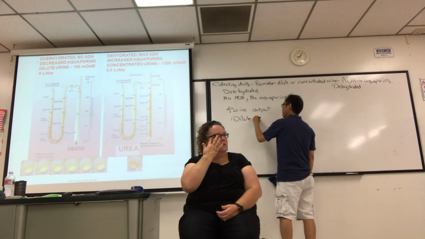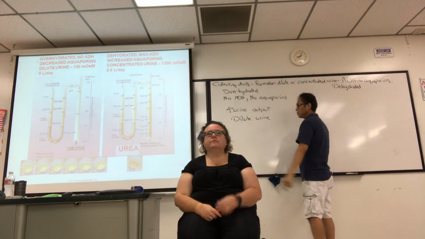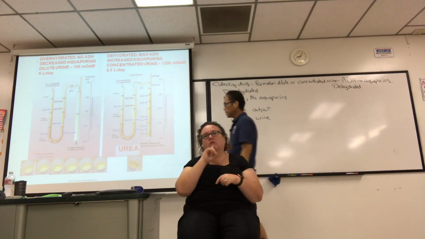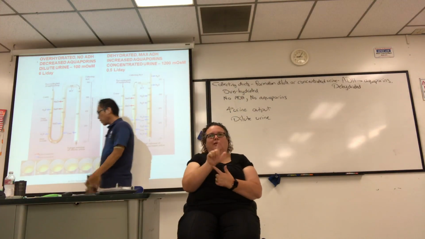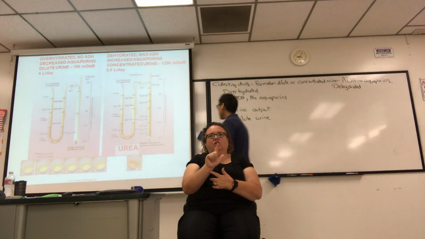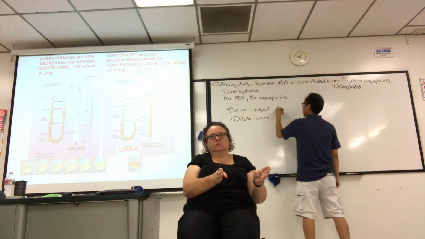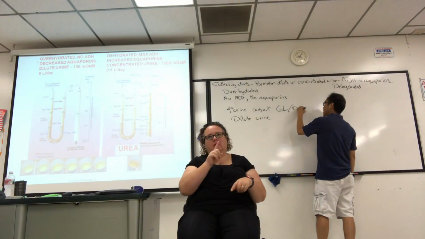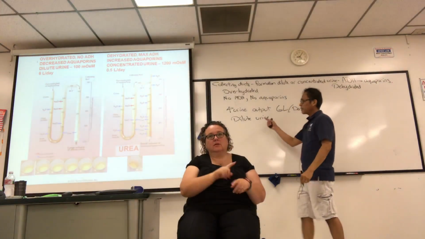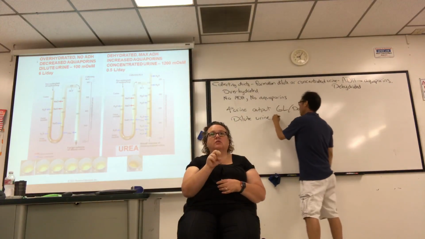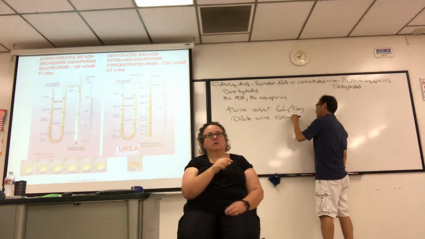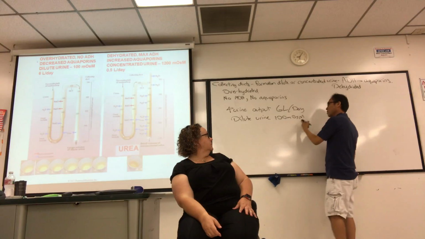To put numbers to it, it varies. Pretend each of these cups symbolizes a liter, about 6 liters per day. It's a lot. And the concentration of it is about 100 milliosmol. Milliosmolarity. Okay, there you go.